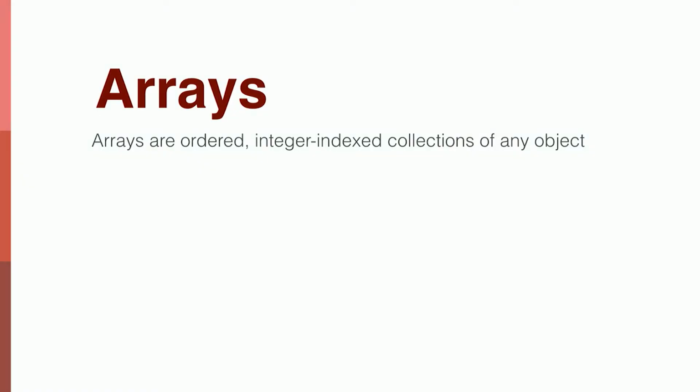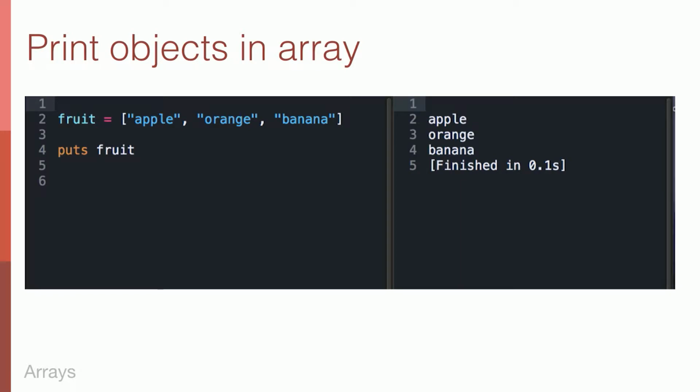Arrays. They're just ordered integer indexes of objects. It's a list, right? So this is pretty basic. We have an array called fruit. It has 3 items, apple, orange, banana. And to print that out, we simply say puts fruit, and Ruby spits back what's in there.